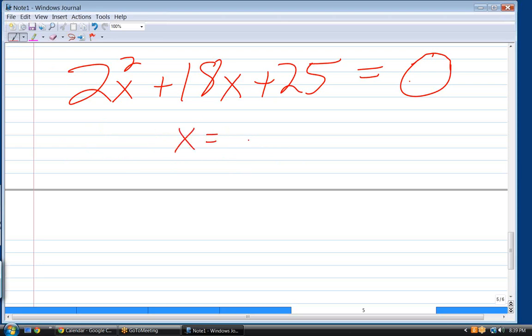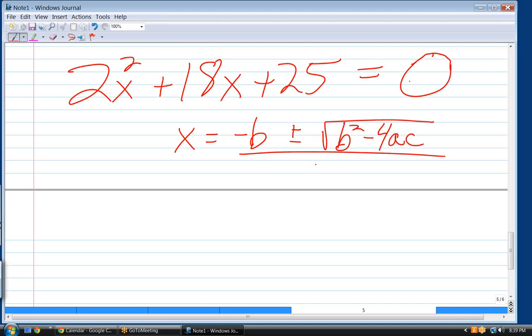What is it? Do you get a cheat sheet, or do you have to memorize all this stuff? Oh, we're supposed to memorize it. Okay, what's the quadratic? X equals negative b plus or minus the square root of b squared minus 4ac all over 2b, or 2a, my bad.